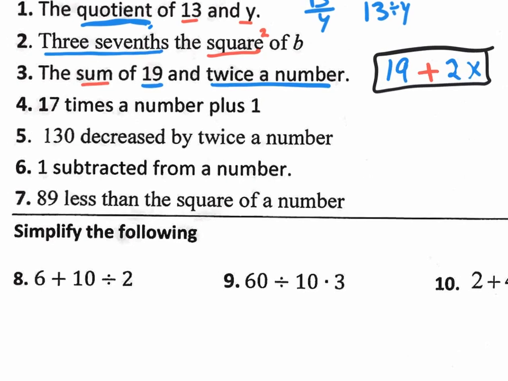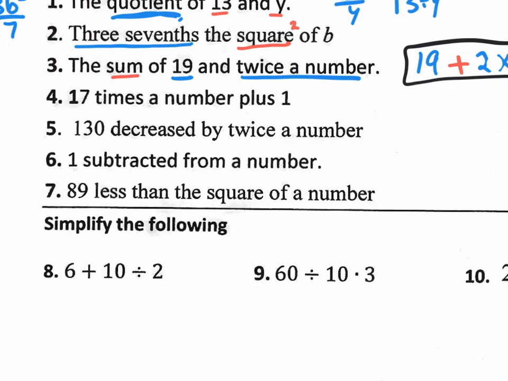Let's move on to number 4 here. 17 times a number plus 1. Let's just write it as we go. 17 times a number, well, that's just times x. You don't have to put the dot if you don't want to, or you could put the dot. Plus 1 at the very end, plus 1. It's too easy, right?